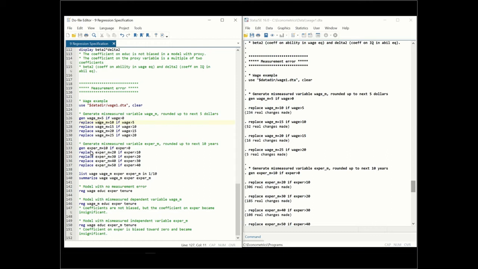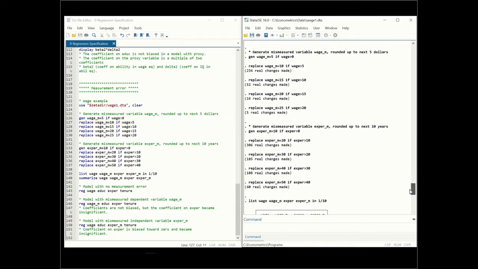And I will on purpose generate a mismeasured variable, experience mismeasured, which is rounded up to the next 10 years. So if experience is positive, I'll put it equal to 10. If it's greater than 10, I'll put it at 20. If it's greater than 20, I'll put it equal to 30, and so on. And so now let's list all these variables, the original ones and the mismeasured ones, and let's summarize them.